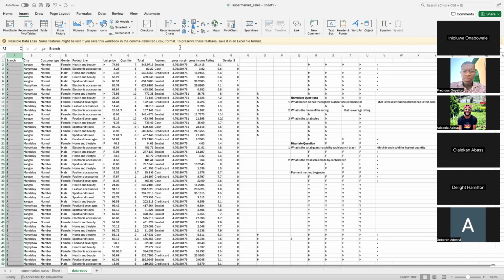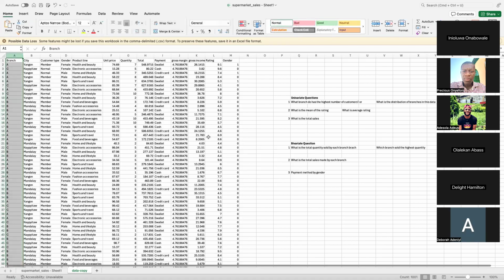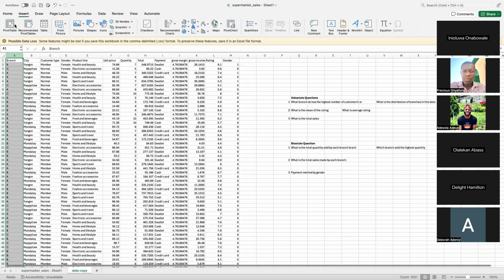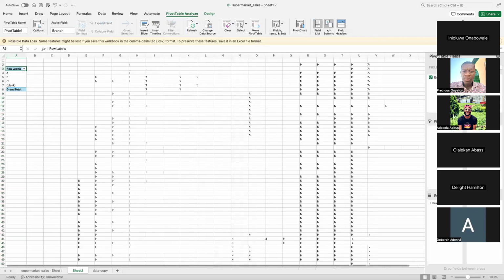Stats, you'll be using these charts. If I do it like this, it's not going to work. It's just going to be like, oh, what are you trying to do? It's not going to work. So I have to first of all transform the data. Go to insert. I could just do literally recommended pivot.